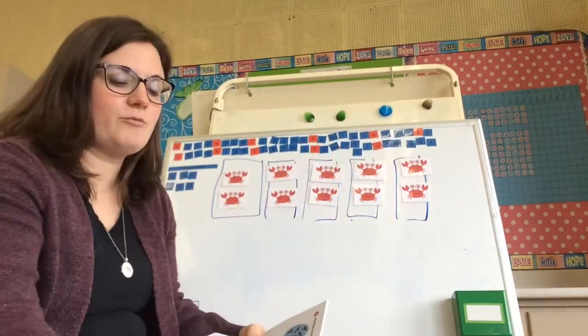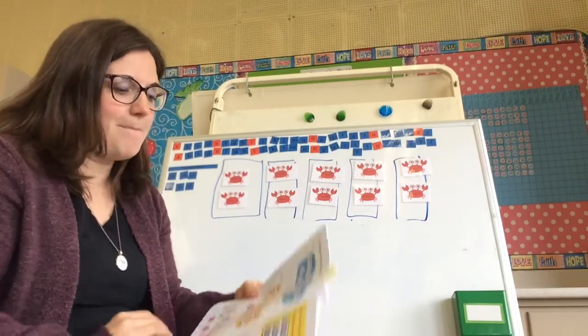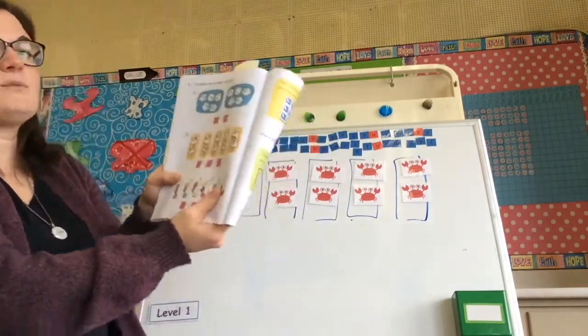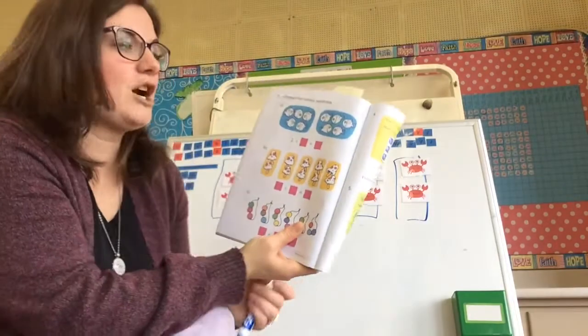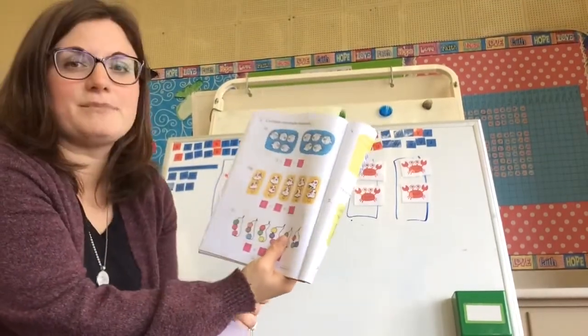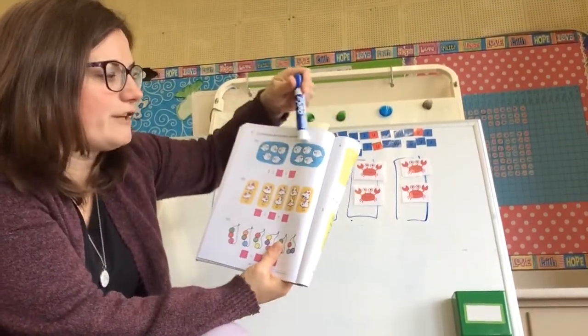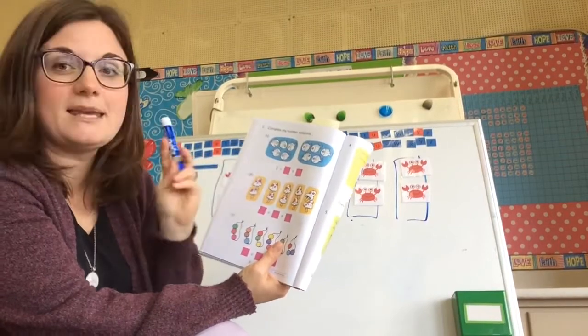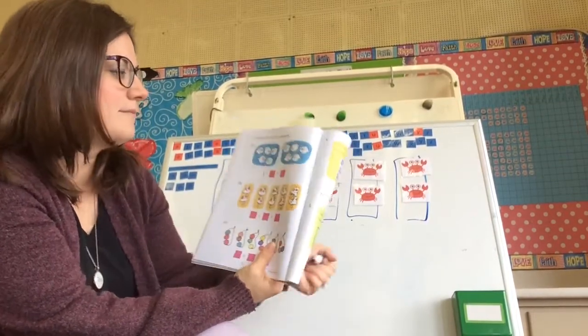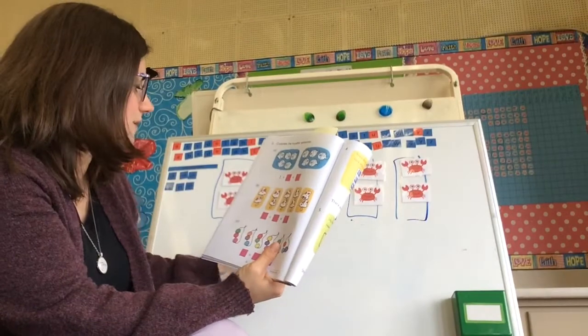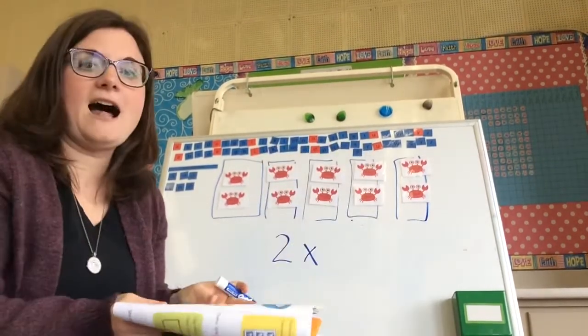Now, this is the time where I would like you to get your pencil ready because we're going to do some writing in our book. So we're going to complete the number sentence. So we're looking at our fish up here. It has 2 times and then it has a blank. So there's 2 groups. So we're going to do 2 times.